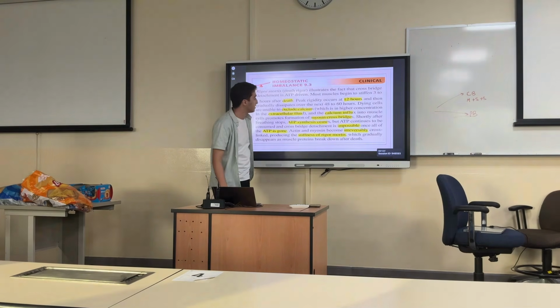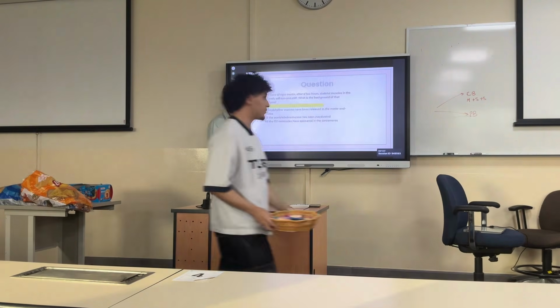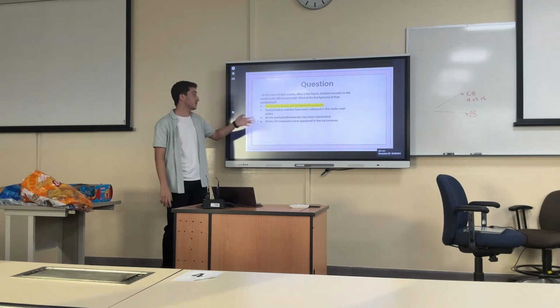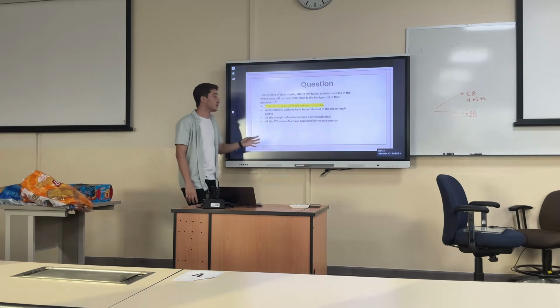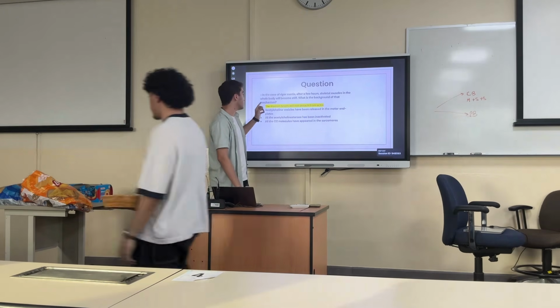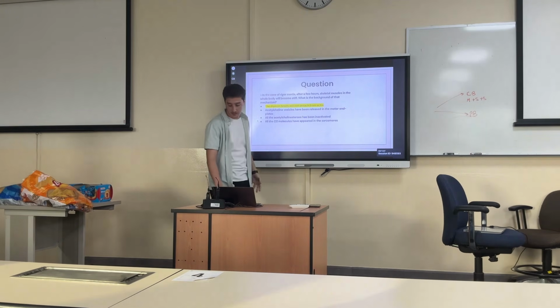So the question was, most of you didn't see the question, so I will just read it. In case of rigor mortis, after a few hours, skeletal muscles in the whole body will become stiff. What's the cause or the background of that mechanism? That the myosin heads will not detach from actin. I will just explain it right now.